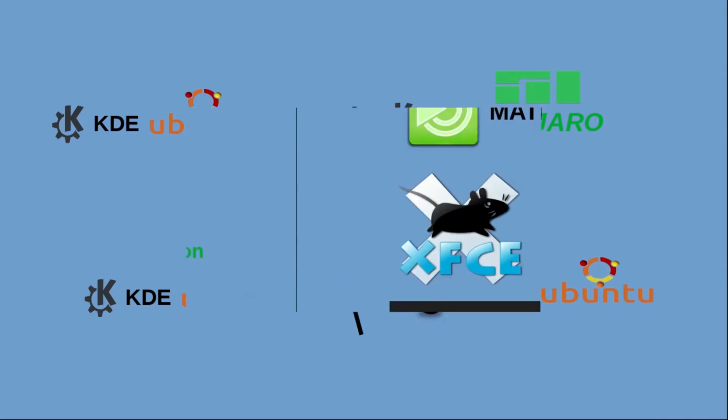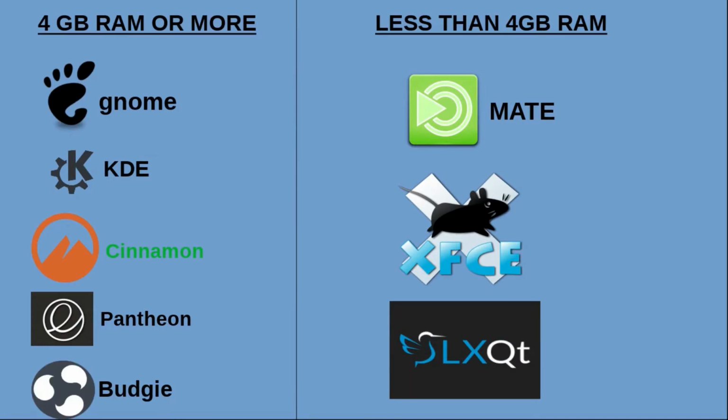These are some of the various desktops which are available to the user. The ones on the left, GNOME, KDE, Cinnamon, Pantheon, Budgie, will work optimally with computers with at least 4 GB of RAM. If your computer has less than 4 GB of RAM, use one of the three lightweight desktops which are Mate, XFCE, and LXQT, with LXQT being the lightest among the three.